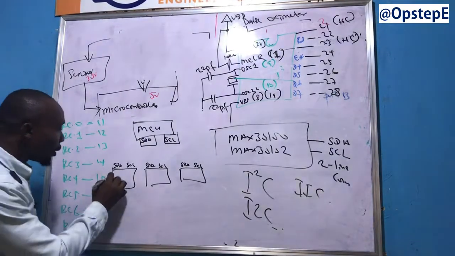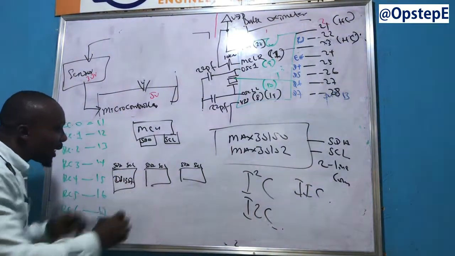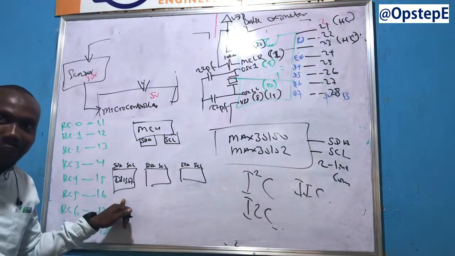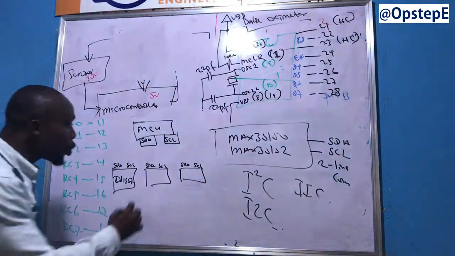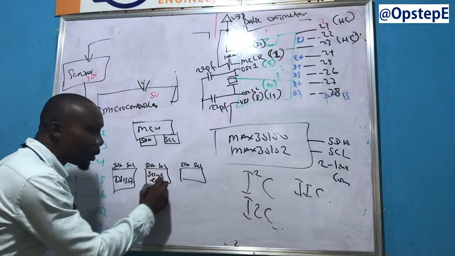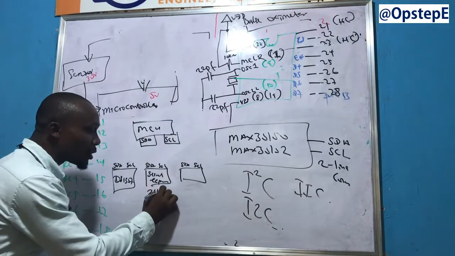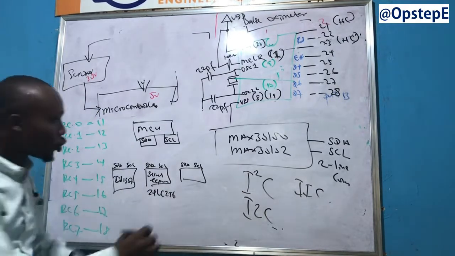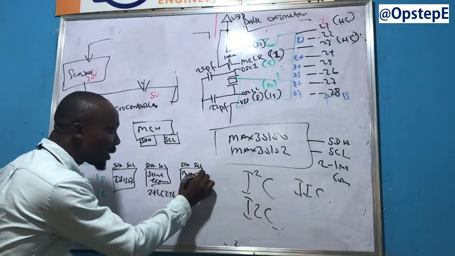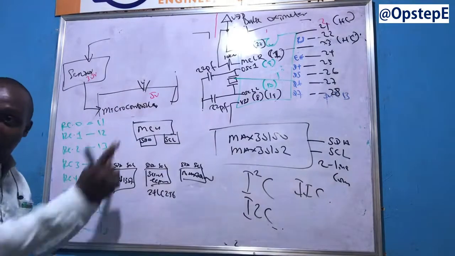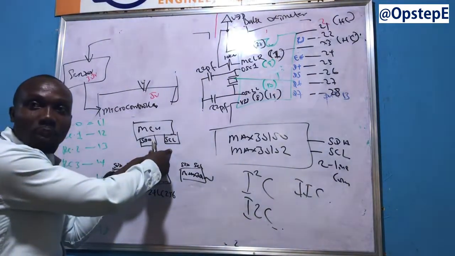If you pick up the DS1307, an I2C real time clock calendar, it has a different address. If you pick up a serial EEPROM, like the 24LC256, it has its own address. Also, your IC, that is the MAX30100, it has its own address. So the three of them can be communicating using the same communication line.